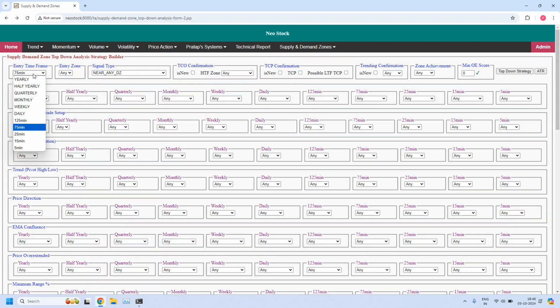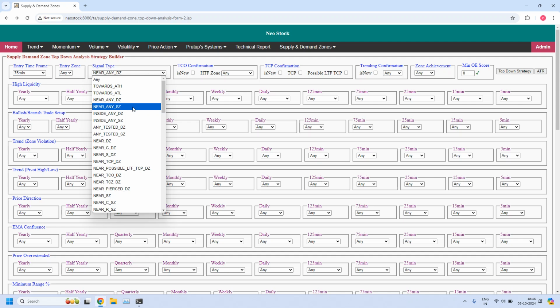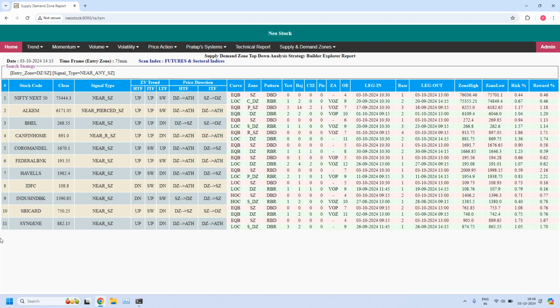Okay, next for the 75 minutes time frame, let us find the stocks near the 75 minutes supply zone. 11 stocks are filtered near the 75 minutes supply zone. Let's identify any high liquidity supply zones. We have Canara Bank, and Canfin Homes. This is a high liquidity supply zone. That's it. We have only one high liquidity 75 minute supply zone from this list.